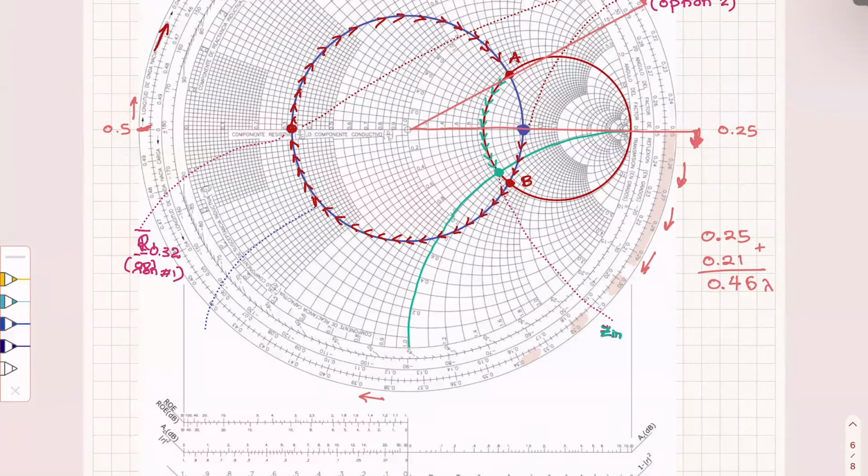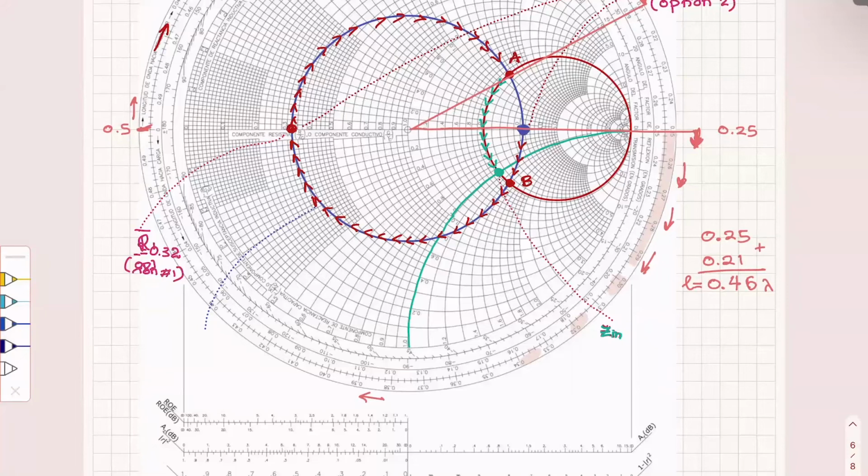It's okay to have a length of line this long. It's not okay to have a stub this long, all right? So this is going to be the length of the line. If I had not moved to this point A, but I had moved to point B, the length of line I would move would be so short, and then the stub even shorter, all right?